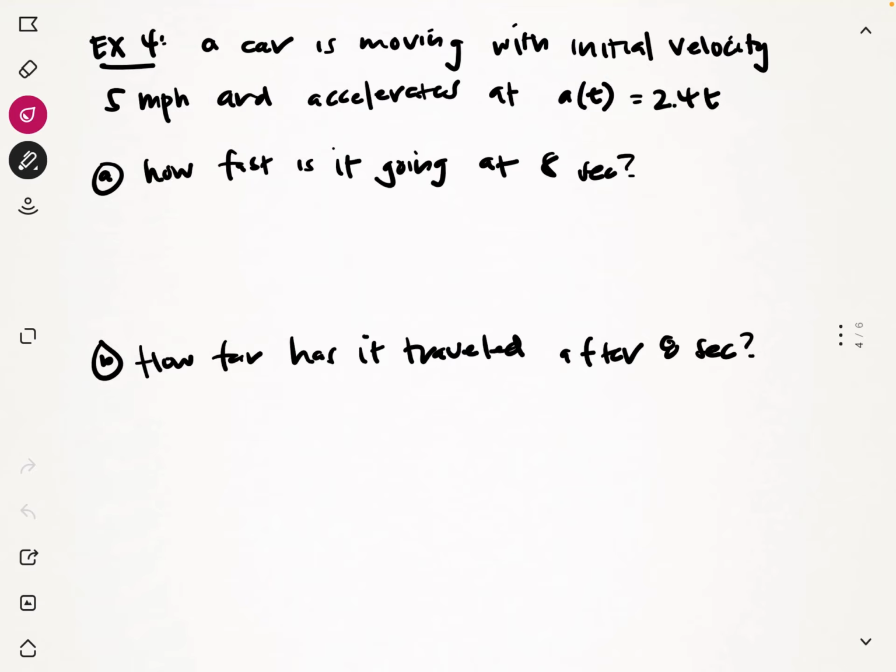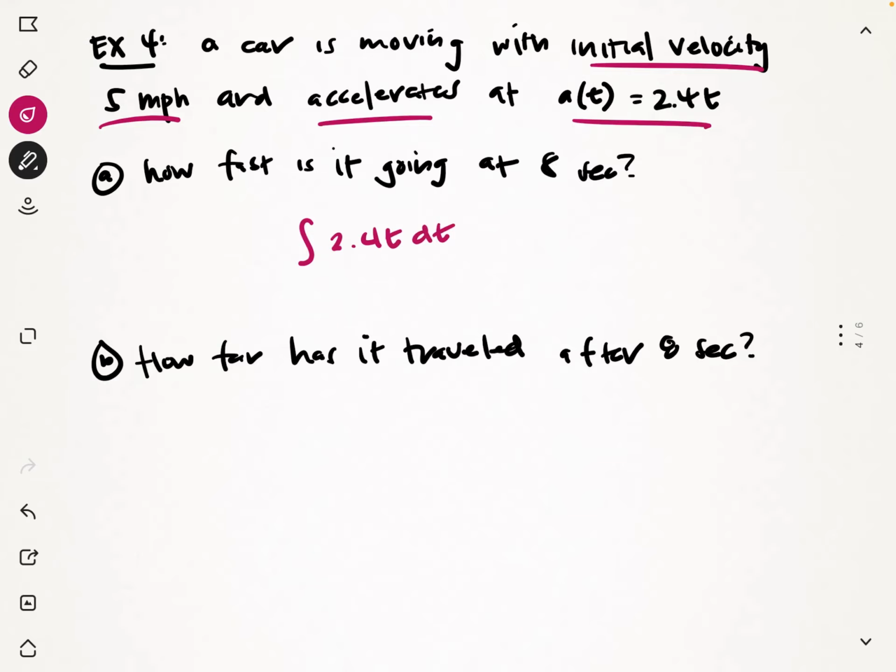Okay, and on to example 4. It says a car is moving with initial velocity 5 miles per hour and accelerates at this formula, A of t equals 2.4t. So it's asking how fast is it going at 8 seconds. So remember here, we're doing the integral of this, 2.4t dt.